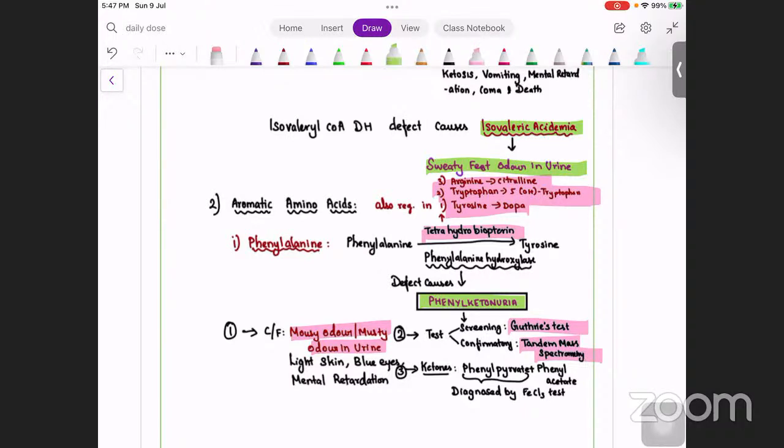The ketones phenyl pyruvate and phenyl acetate are excreted in the urine, which is why you get phenylketonuria. Among them, phenyl pyruvate is diagnosed by the ferric chloride test. Very, very important MCQ. This ferric chloride test is the test used to diagnose phenyl pyruvate.